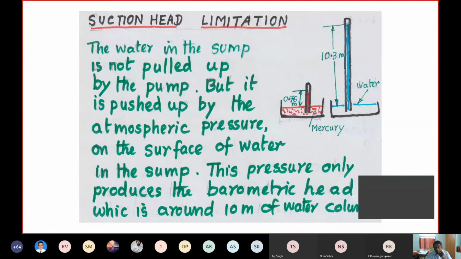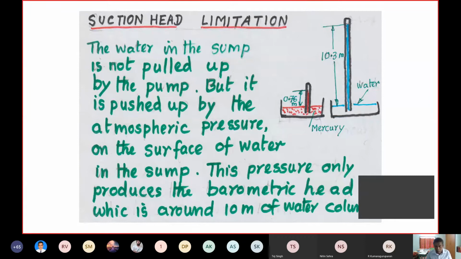See, you have the suction head limitation. That is, water in the sump is not pulled up by the pump, but it is pushed up by the atmospheric pressure. This is what is very, very important to understand. The pump does not pull the water up. It cannot exert any pull force, but the water is pushed up by the atmospheric pressure, which is acting on the surface of water in the sump.